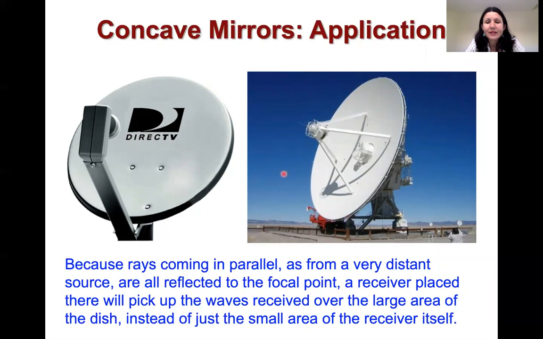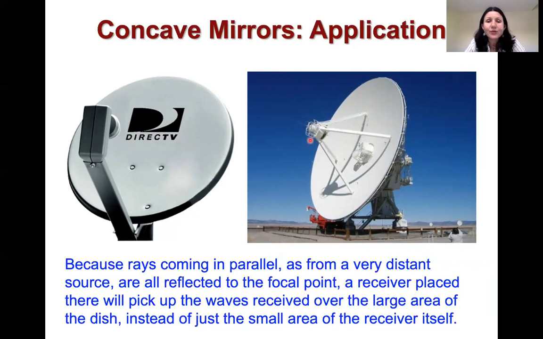If all this parallel light comes in, if you just had a detector sitting there, well, it can only collect so much of that intensity. So remember, the bigger area you have, the bigger is the intensity of the signal, so the stronger the signal would be. So if this is your detector, and you didn't have a reflecting surface, then you would have to build maybe a very large detector to detect enough of a signal.